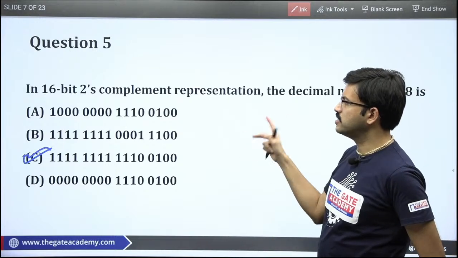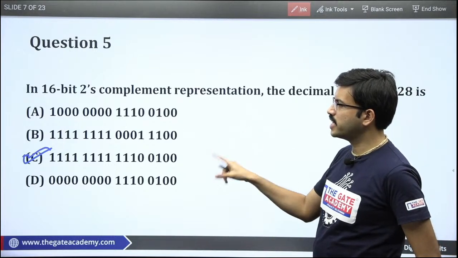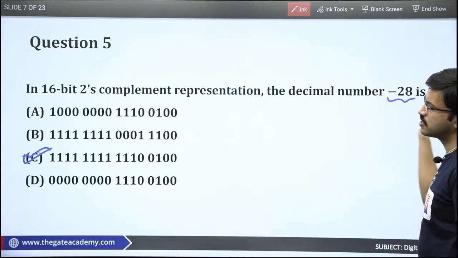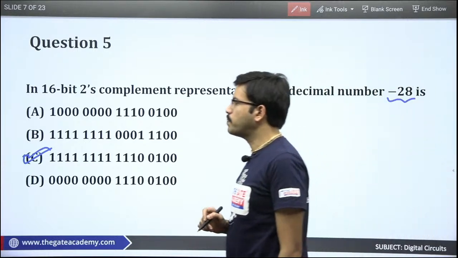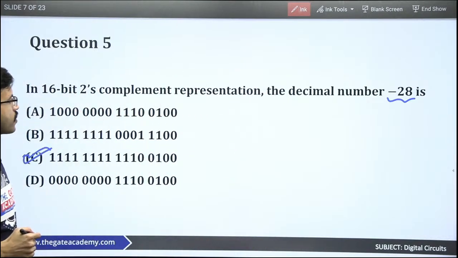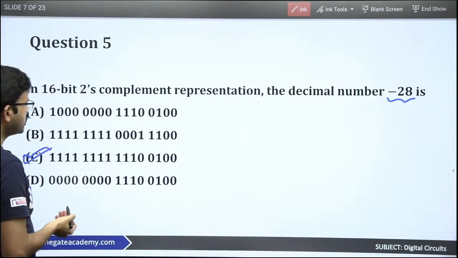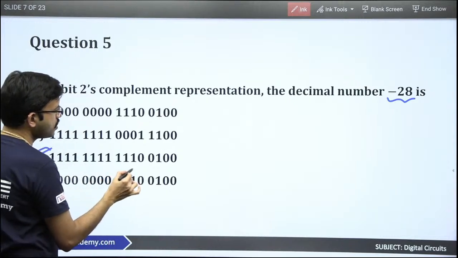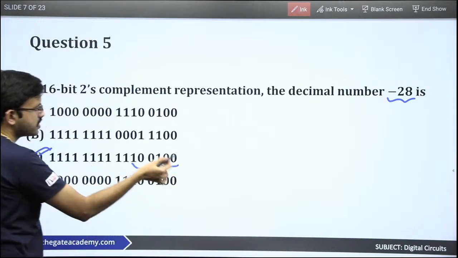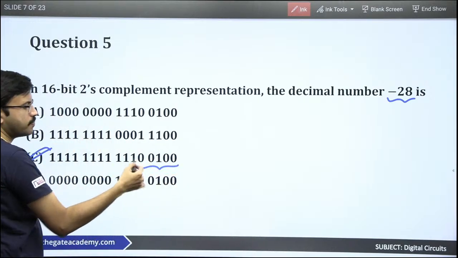So this question is based on the sign extension property and the shortcut we have discussed. If you apply both the methods, then you will get the answer easily. Okay, just observe option C. This entire number's equivalent value is the same as this number, right?